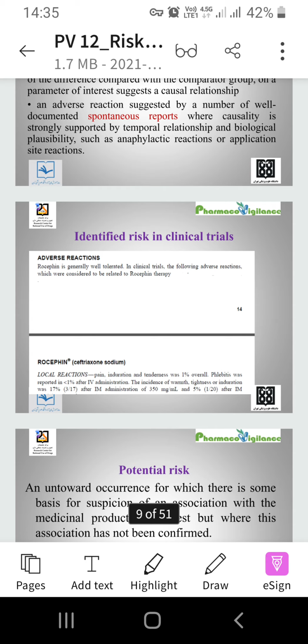Local reaction, pain, induration and tenderness, was 1% overall. Phlebitis was reported in less than 1% after IV administration. The incidence of warmth, tightness or induration was 17% (3.70) after IM administration of 350 milligram per milliliter and 5% (1.20) after IM. These are the identified risks.